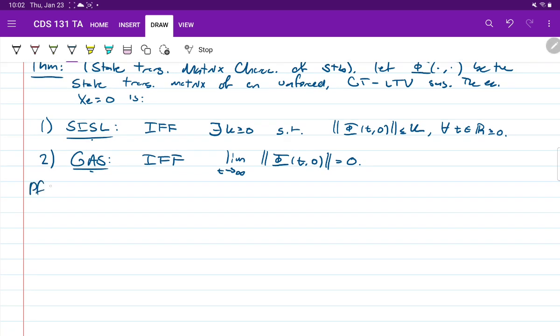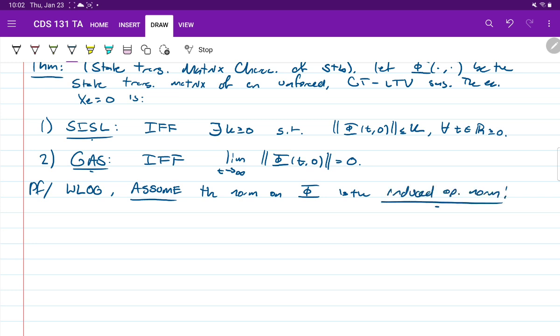Well, first we're going to make a couple of simplifying assumptions that actually don't lose us any generality, all right? So we'll say without loss of generality, we will assume the norm on phi is the induced operator norm, okay? So this is the norm induced by the norm on Rn, all right? And the reasoning for this is that the operator norm comes with a lot of really nice properties, right? For instance, like this submultiplicative property and all sorts of nice interactions with these standard vectors in Rn. Okay.